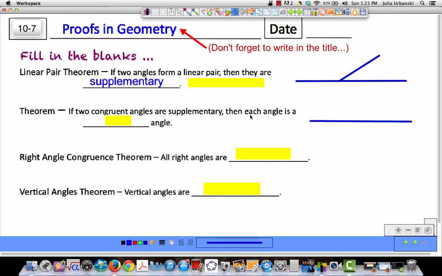What kind of angles would they have to be if they form 180, but yet they're also congruent to each other? They would have to be 90 and 90. It's the only way they could add up to 180 and yet still be equal to each other. So they would both have to be 90-degree angles or right angles.